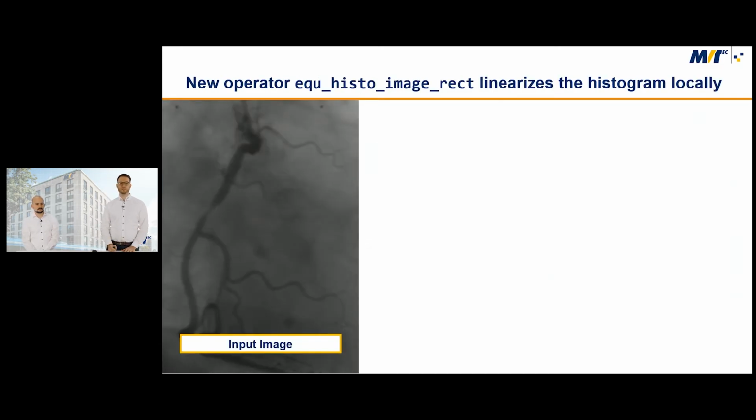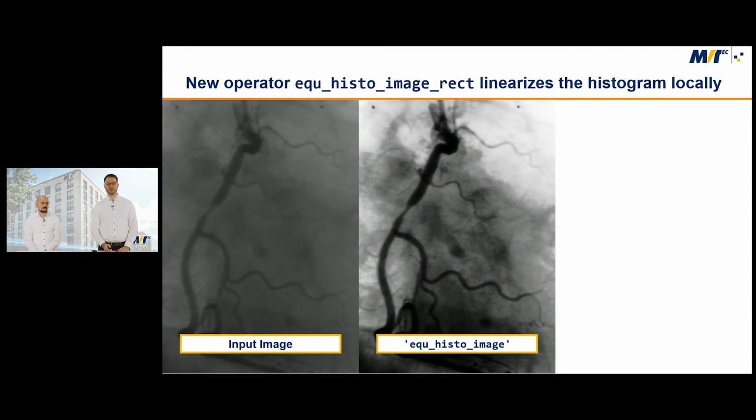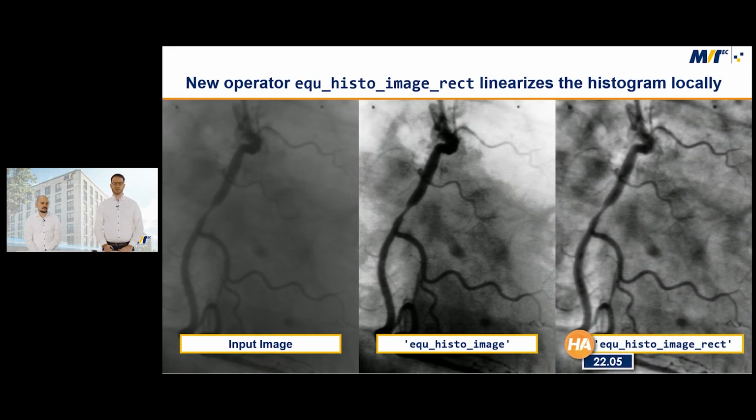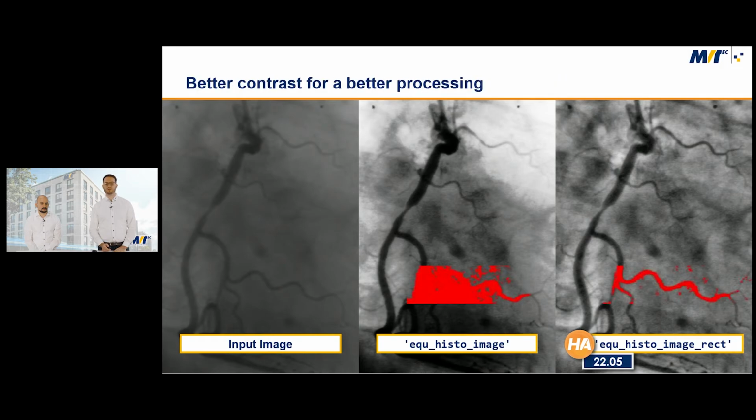Then we have the new operator, which does linearization of the local histogram, equ_histo_image_rect. If you have an input image like these capillaries here, when you use the normal global equ_histo_image, the equalization is not as good. But if you use the new one that does the linearization locally, the contrast gets much more improved. And this is, for example, important if you want to threshold these capillaries, which didn't work before with the global equalization, but with the local equalization, this works quite well.